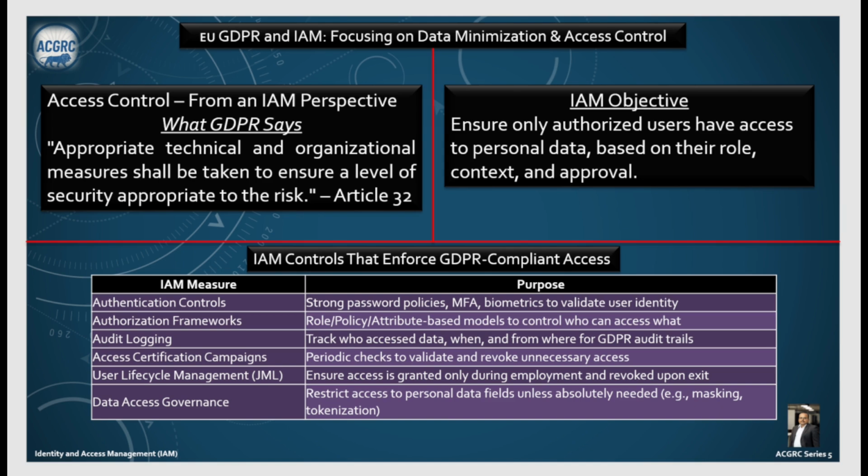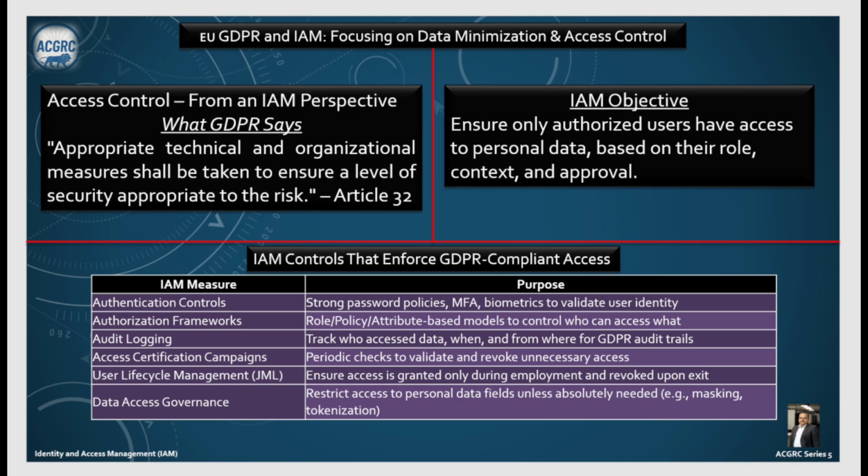Then GDPR has something which is a reference to access control. GDPR says appropriate technical and organizational measures shall be taken to ensure a level of security appropriate to the risk. This is as defined in Article 32 of GDPR. From an IAM perspective, it is to ensure only authorized users have access to personal data based on the role, context and approval. So here, role, context and approval define authorized users.